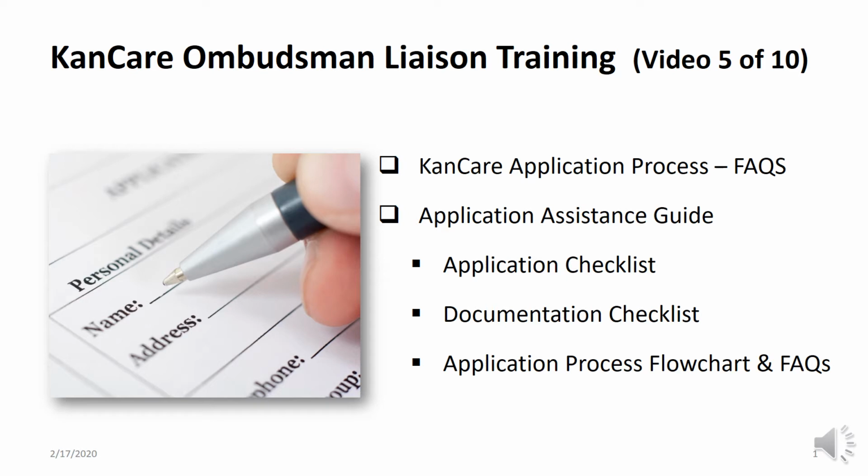In this module, we'll be covering some of the most frequently asked questions during the KanCare application process, and we'll be going over the Application Assistance folder, which are 3 documents our office uses when guiding someone during the application process. The application checklist, which is a tool to help the applicant stay organized. The documentation checklist, which will help the applicant know which type of paperwork they need to gather and submit with their application. And the application process flowchart and frequently asked questions document. That gives the applicant some answers to questions they'll likely have once they start the application process.